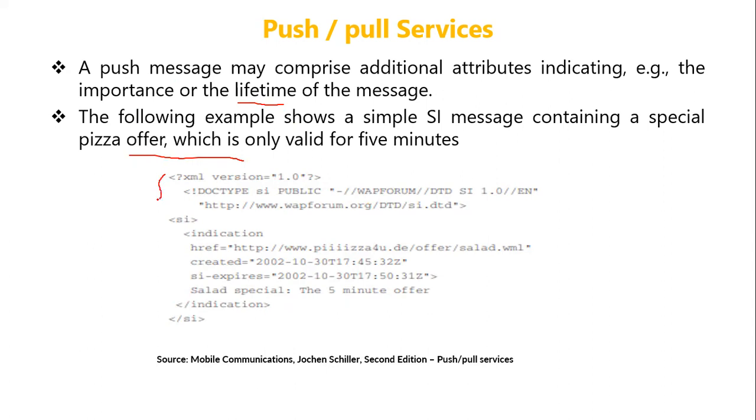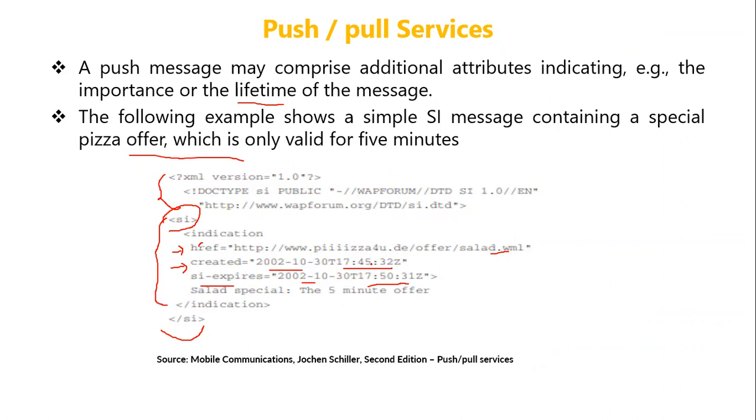So let us see the code. This is the XML part. Here we specify this is SI, service indication, SI and slash SI. And then indication, slash indication, and then href to some website which is offering pizza. It is created at 17:45:32 on some date. It expires at 17:50:31 on the same day.